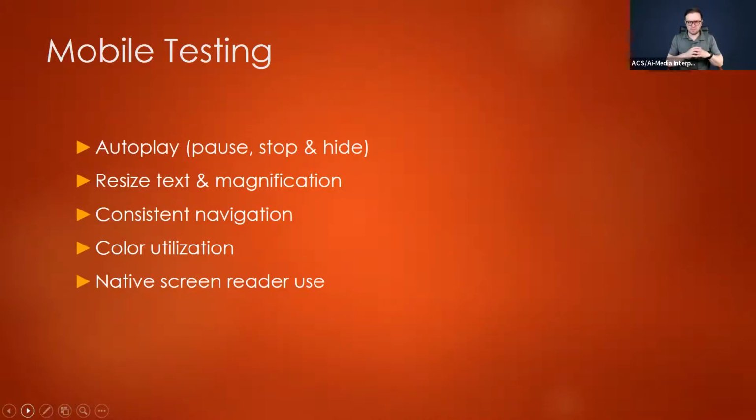Things we're looking at: autoplay, so making sure that if anything autoplays on the site, you can pause it, stop it, and hide it. That would be multimedia content. We want to make sure that text is resizable, that you've got the hamburger button on the top left side of the screen, that you can resize text up to 200%, and that there are no text overflow issues where things start crashing into each other. We want to make sure there's consistent navigation, colors are not being used to convey meaning, and that the screen reader works.